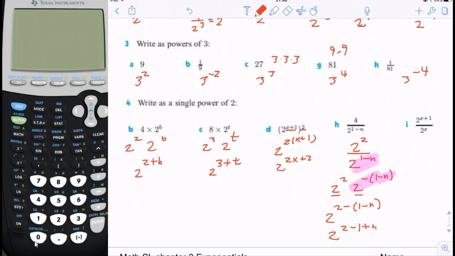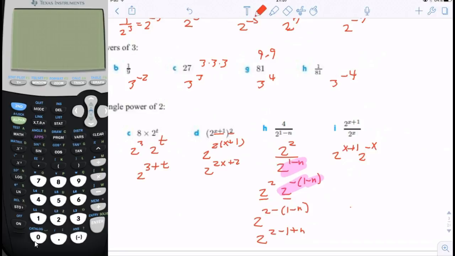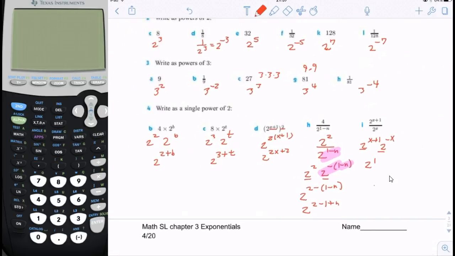And the last one is 2 to the x plus 1 divided by 2 to the x, so that's equal to 2 to the x plus 1 times 2 to the negative x, because it's in the denominator. And now that we have the same base twice, we're going to add the exponents. So we're going to have 2 to the x minus x, which is 0, plus 1, so 2 to the 1. So the answer is just 2 to the 1. Okay, and that's it for page 3.